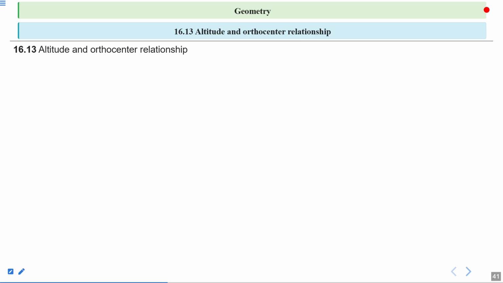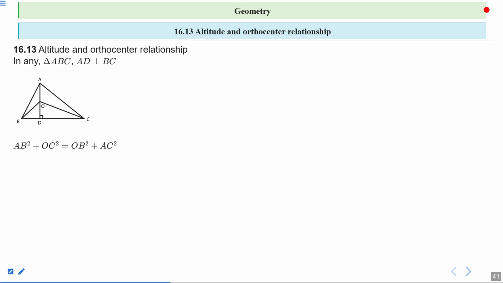Next one is altitude and orthocenter relationship. So in any triangle ABC, AD is perpendicular to BC according to this diagram. So AB square plus OC square is always equal to OB square plus AC square. So O is any point on the altitude.